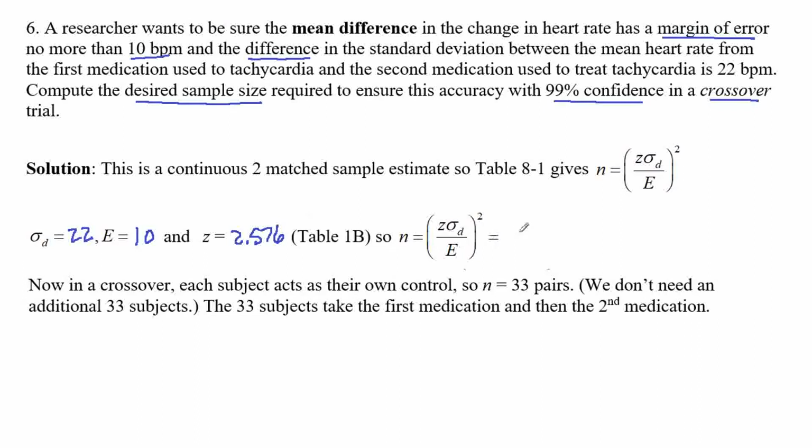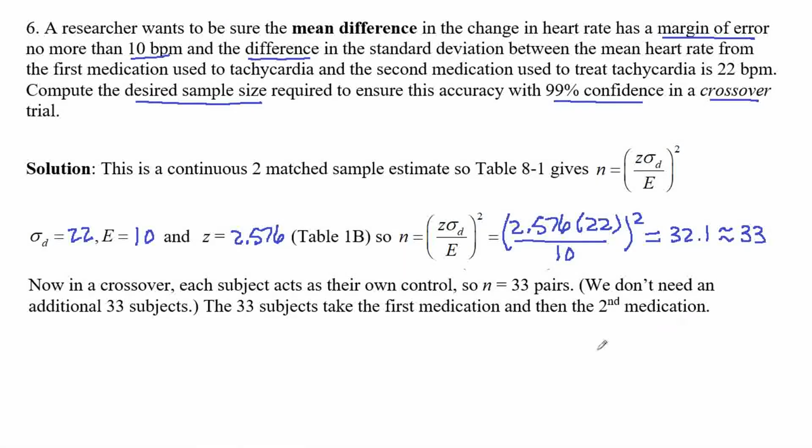And we'll go ahead and make the substitutions here. So 2.576. Standard deviation of the differences is 22. And then our margin of error was 10 beats per minute. And we are going to square that. And when I put that into the calculator, I got approximately 32.1. And remember, sample size, we always round up. So this is going to round up to 33.